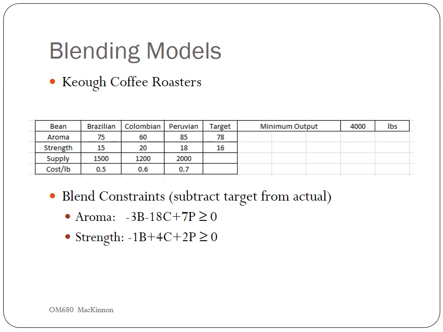For strength, 16 is our target. Okay, so we subtract 16 from 15, from 20, and from 18, and the result is -1, +4, +2, and then that's greater than or equal to 0. So these are actually a little bit easier than the percentage ones. Okay, and you could actually work this out as a percentage also, but this is just easier.